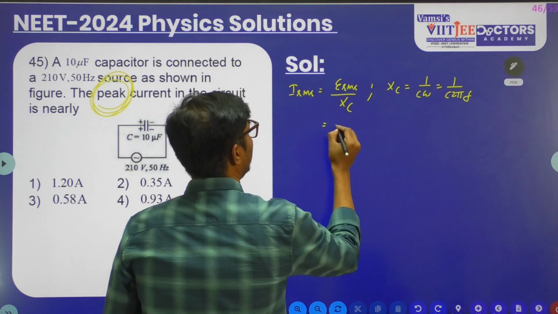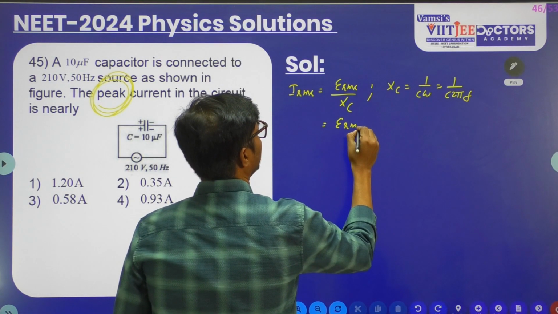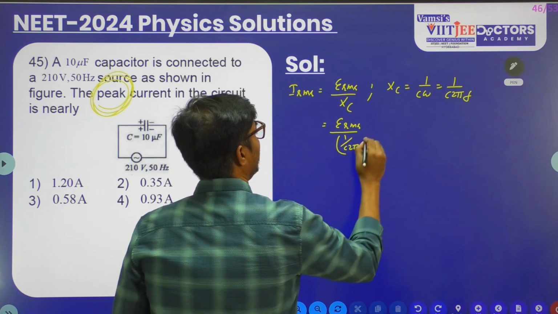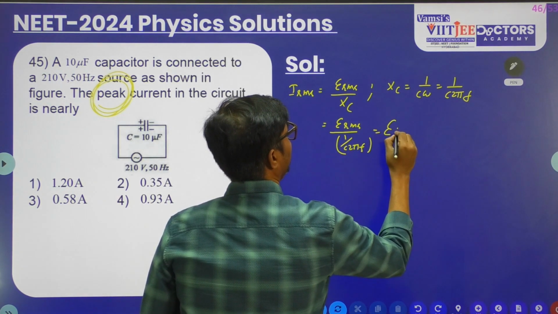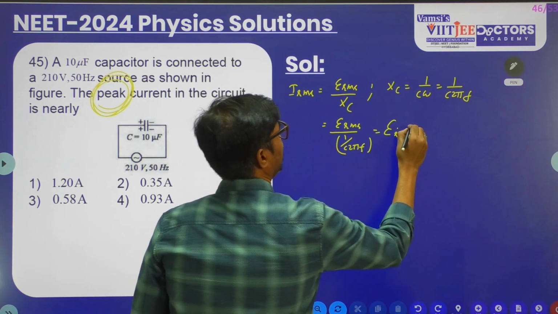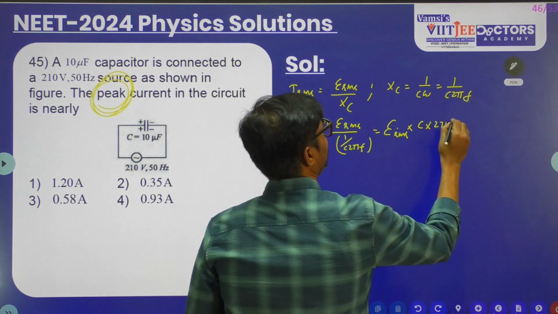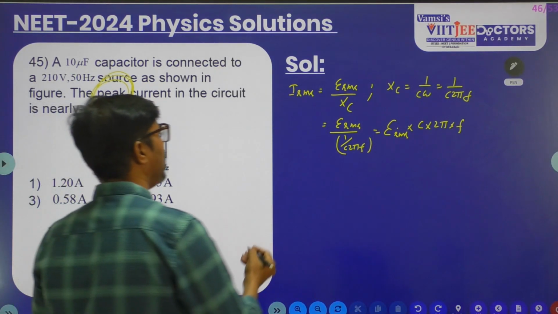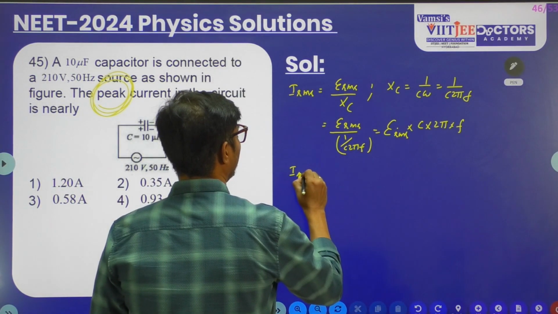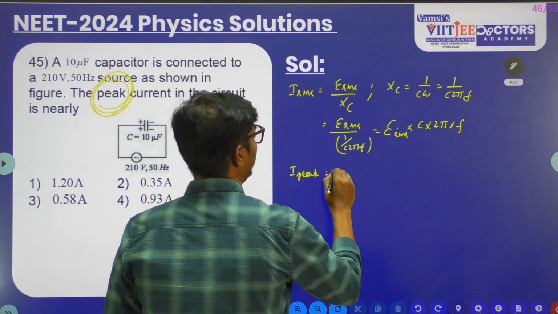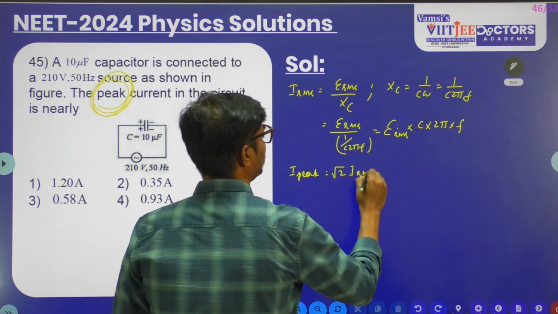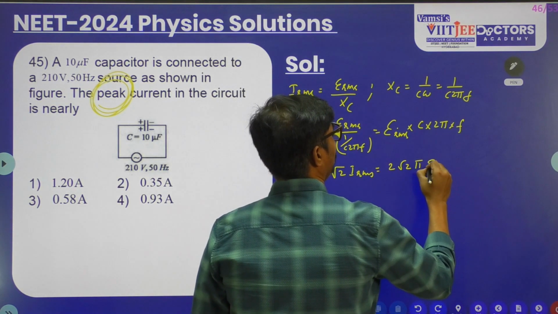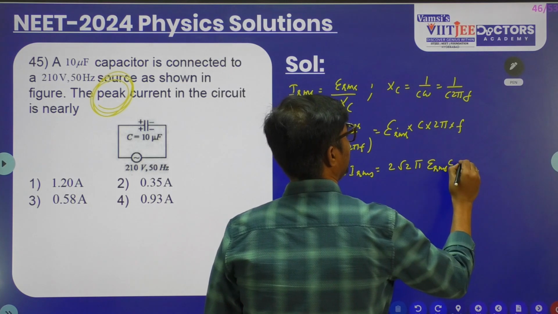So if I substitute there, it will be E_RMS by 1 by C 2 pi F. So it becomes E_RMS into C into 2 pi into F. That is going to be RMS current. Once I have RMS current, then peak current. What is peak current you have? That will be root 2 times of I_RMS. That will be 2 root 2 pi into E_RMS into C into F.